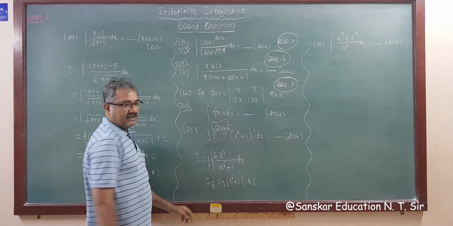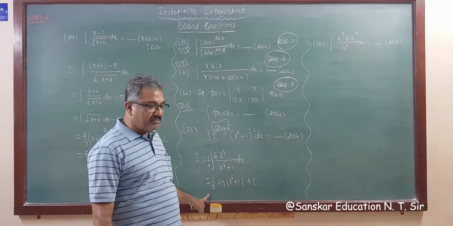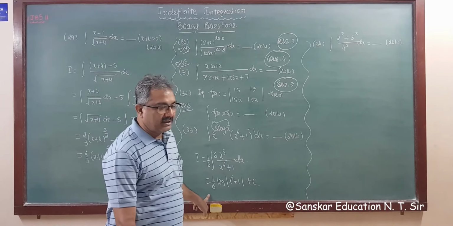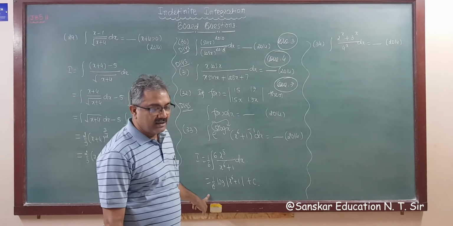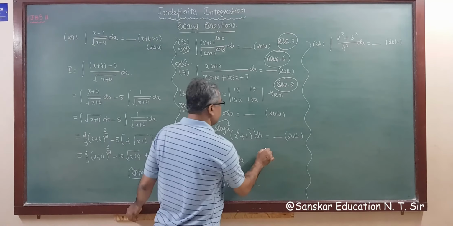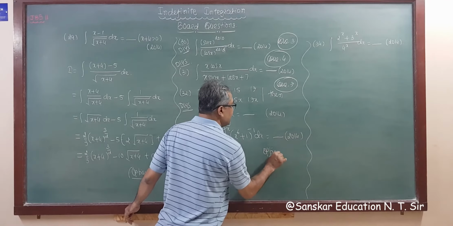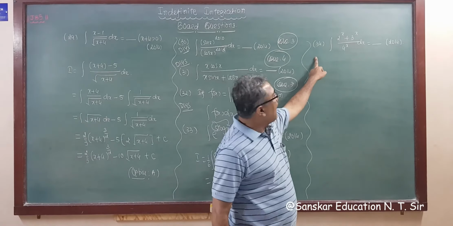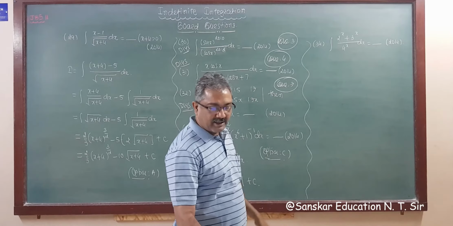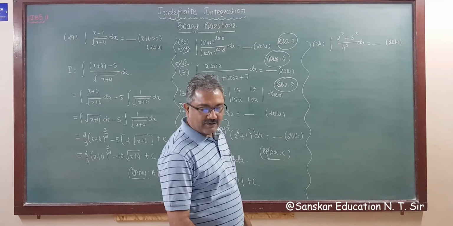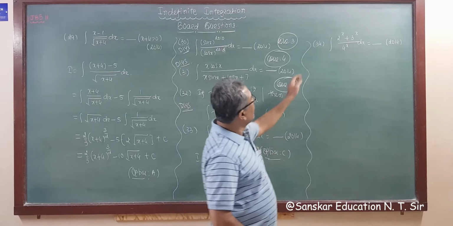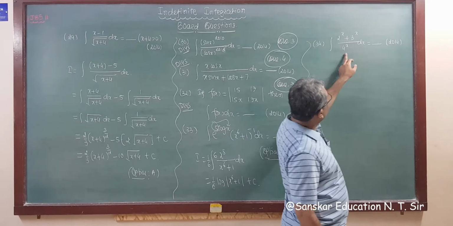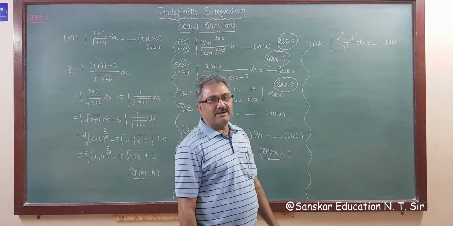This is your answer. So that means for question number 33, option C is the correct answer. So option C is the correct answer, right? Then question number 34, I is equal to, so it is given I is equal to (2 raised to x plus 3 raised to x) divided by 4 raised to x dx, right?